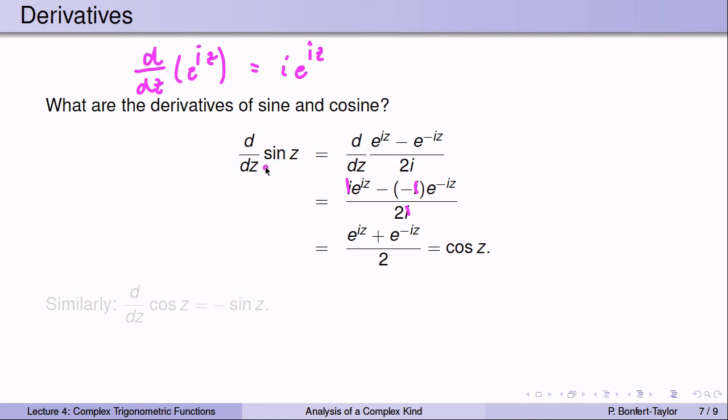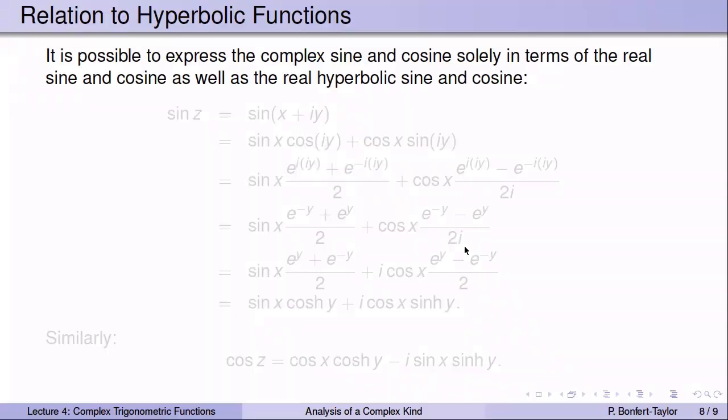Just like it was the case for the real valued sine and cosine functions, the derivative of sine is cosine, and similarly, the derivative of cosine is negative sine. Finally, it is possible to express the complex sine and cosine functions solely in terms of the real sine and cosine and the real hyperbolic sine and cosine. Let me quickly show that to you.